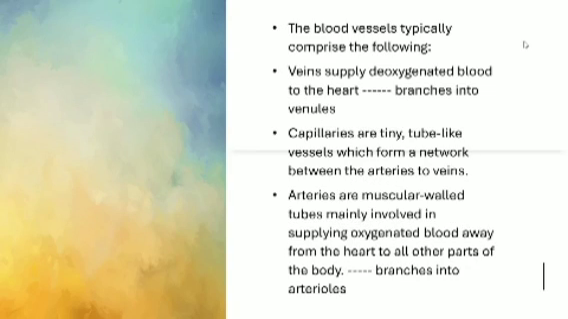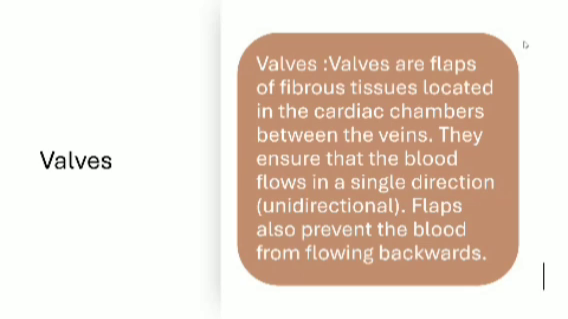The blood vessels, as I said, are veins, capillaries, and arteries. Veins supply deoxygenated blood to the heart. Capillaries are the teeny tube-like vessels which form a network between the arteries and veins. Arteries are the muscular-walled tubes mainly involved in supplying oxygenated blood away from the heart to all other parts of the body. These branch into arterioles. Okay, clear? Next slide. Coming to valves.